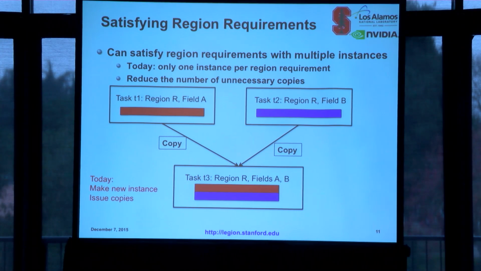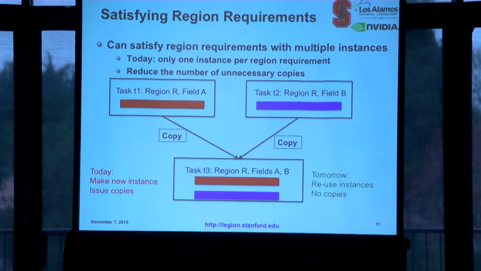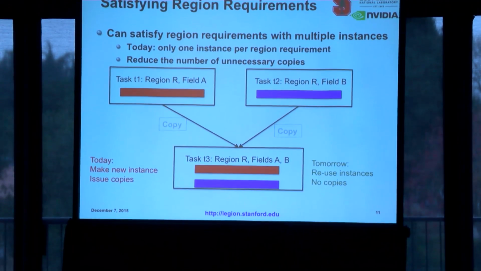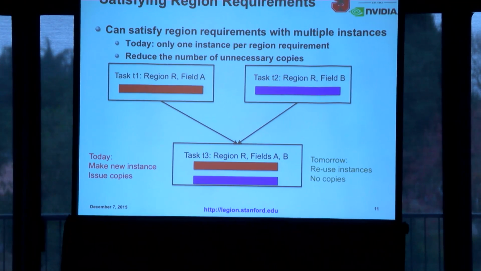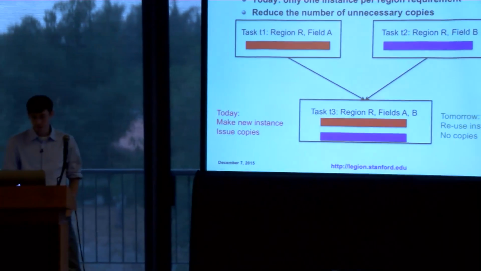But in order to do that, we have to satisfy a region requirement with multiple instances. So this new mapping API is going to allow you to say, OK, I want task 3 to use two separate physical instances for this one region requirement, and be able to reuse those existing instances instead of having to make new ones. That'll get rid of our copies. All those unnecessary copies that you get today are going to end up going away.